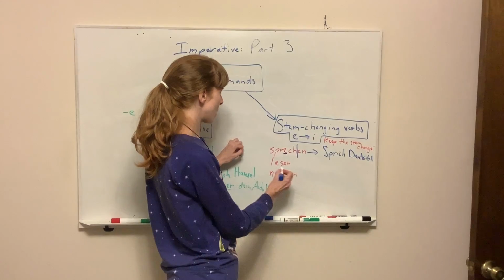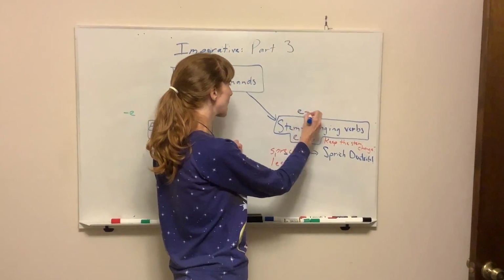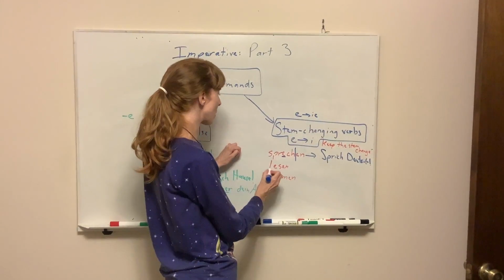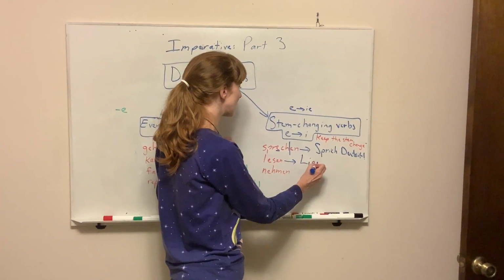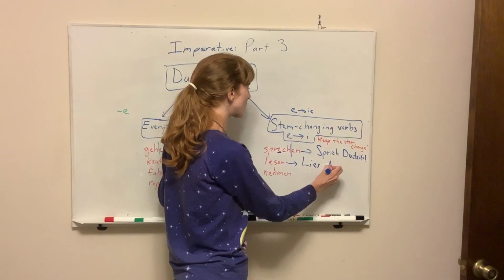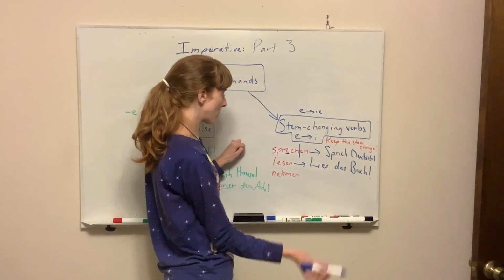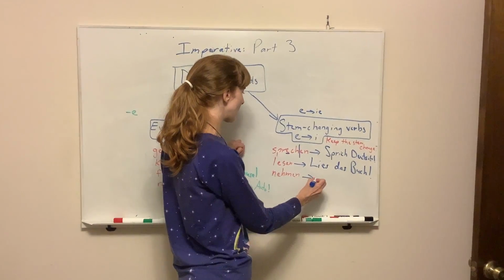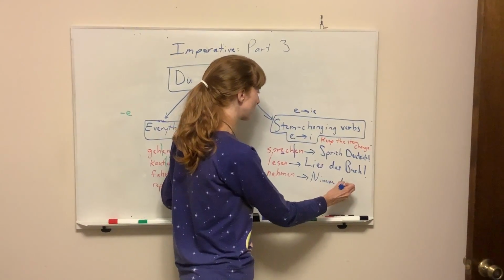So I might say sprich Deutsch, speak German. Sprich Deutsch. Lesen, we know that that's going to go from E to IE. Sometimes our stem changing verbs add that extra E on the end. If I wanted to tell someone to read, lies. Lies das Buch. Read the book. Lies das Buch. Nehmen goes from E to I. Nimm das Geld.